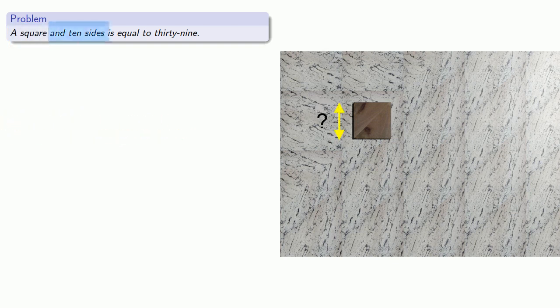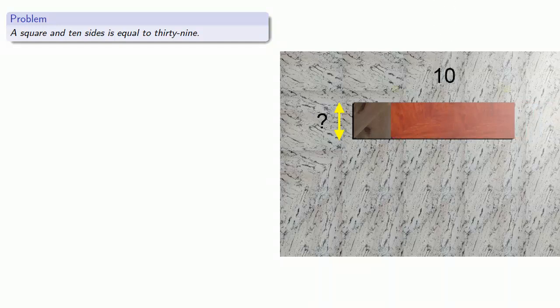We also want to represent 10 sides. Well, that's going to be a rectangle, where one side is our unknown and 10 is our other side. And so this is the figure that is equal to 39. And we can view that as saying that the area of this figure is 39. And our goal at this point is to figure out what this unknown side is. And we'll do that by manipulating our figure. And that manipulation proceeds as follows.